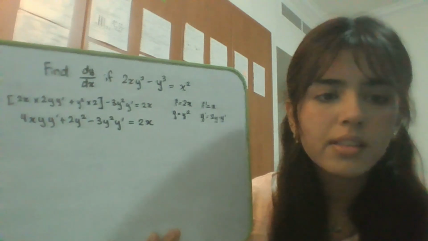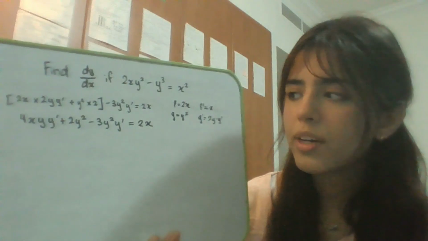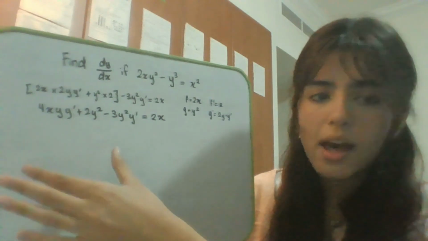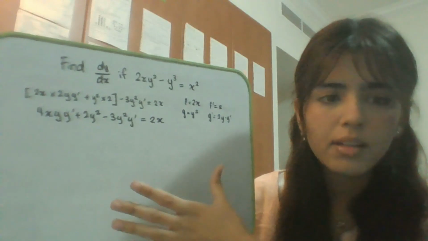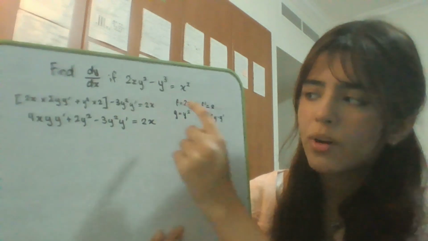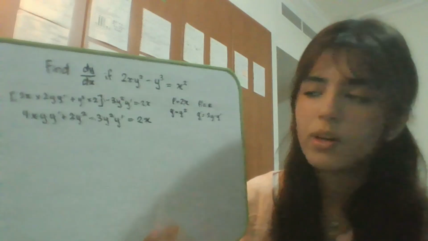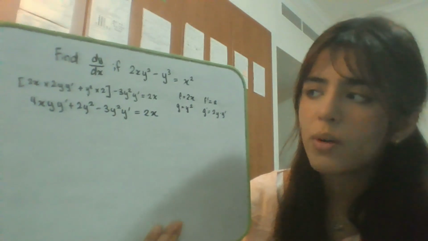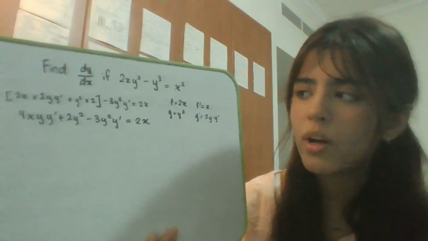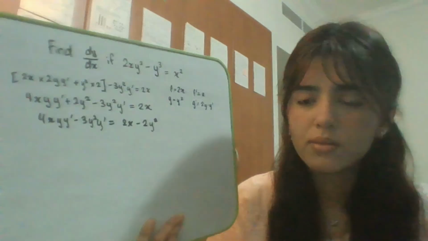Now what's different is that we have two terms that have y dash in there. So what we do is we bring the terms with y dash on one side and bring everything else without y dash to the other side. So let's go ahead and do that real quick. All we need to do is move 2y squared to the other side. So our organized equation would be 4xy y dash minus 3y squared y dash equals 2x minus 2y squared. Okay, I'm gonna write that right now.